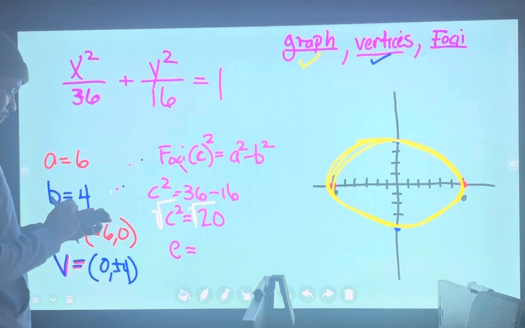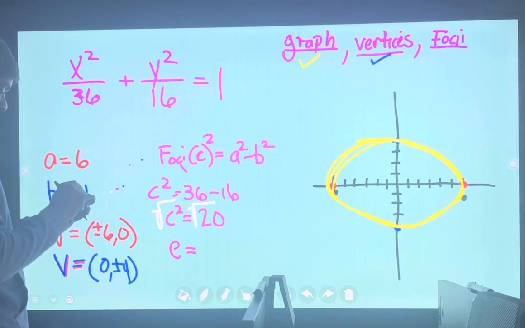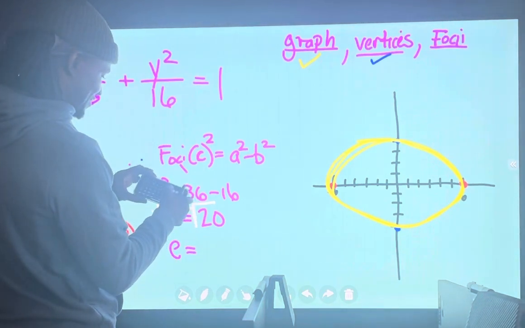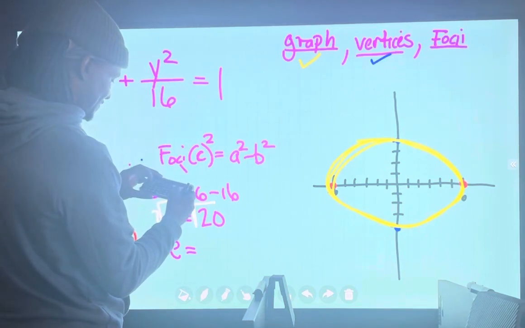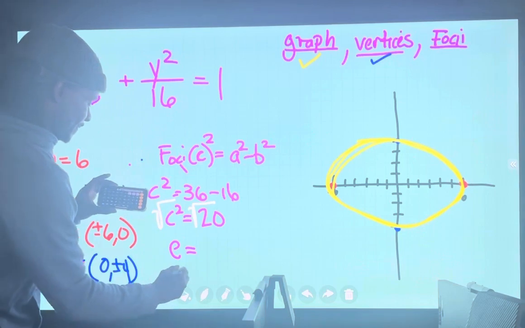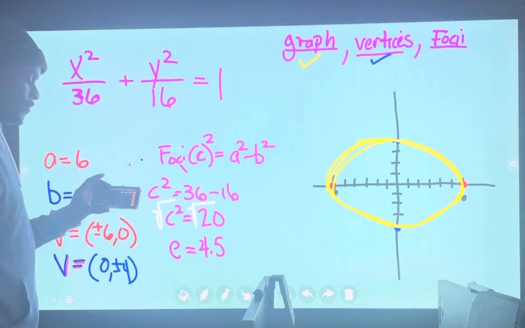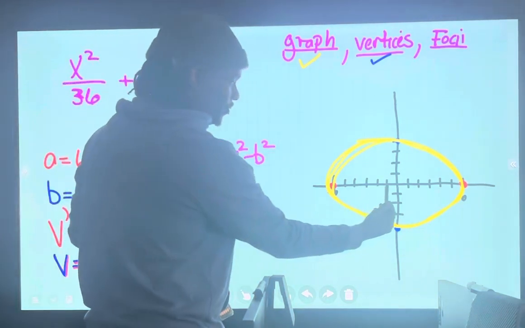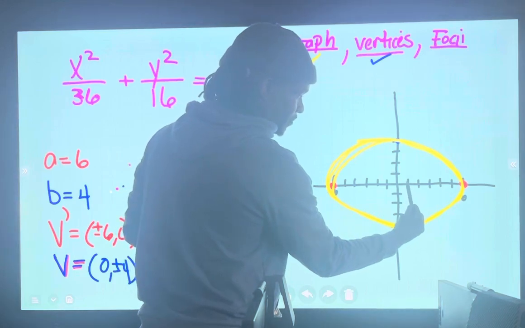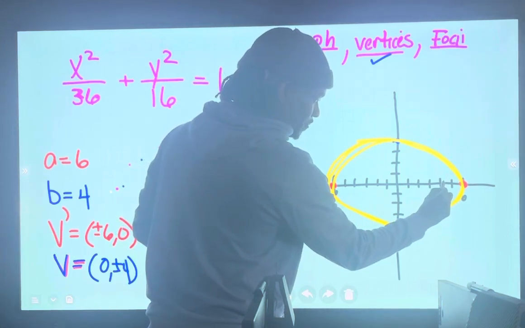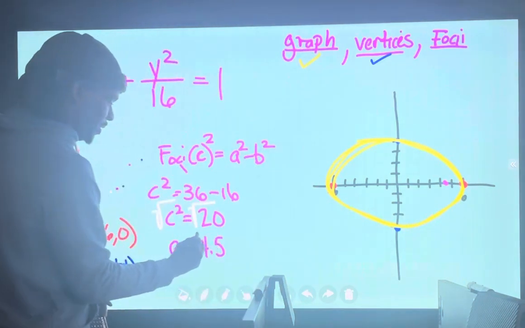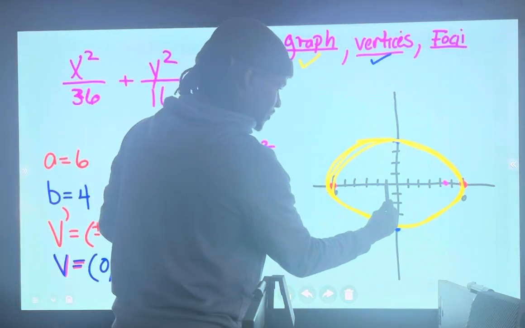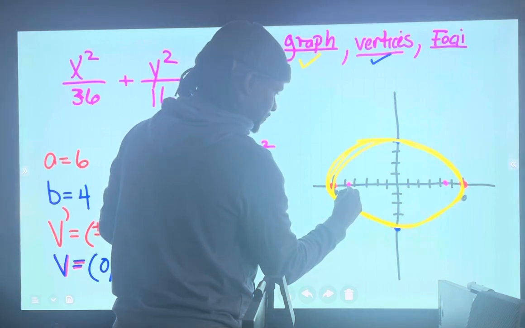So if we open our phones, turn them sideways. Why do I feel like it'd be 4.5 something? Because you rounded 7 up. Very nice job. So where do you think we could put the 4.5? We would count 4.5. 1, 2, 3, 4. 4.5 is somewhere here. And remember, it's plus or minus 4.5. 1, 2, 3, 4. There's your other foci.